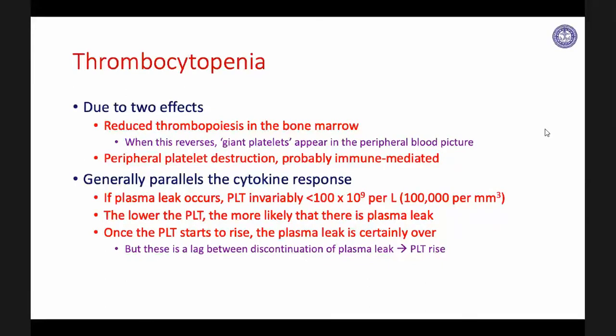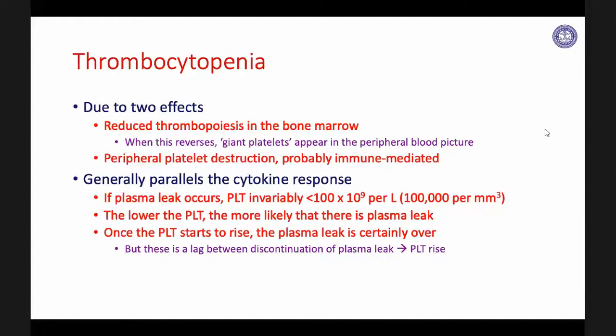Now, if there is a plasma leakage, the platelet count is always less than 100,000. In other words, if it is above 100,000, the cytokine response is not yet started. At least if it is close to 100,000, it may have started. But if it is very much above, then it won't have started yet. The lower the platelet count, the more likely that the patient is having the plasma leakage. So usually, if it is a count of about 80,000 or so, although it is possible that they are leaking, it's unlikely. But if the count is about 40,000 or 30,000 or 20,000, then there's a good chance the patient is also having a leak.